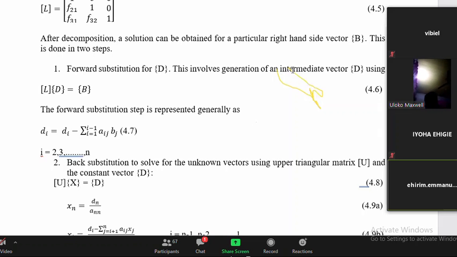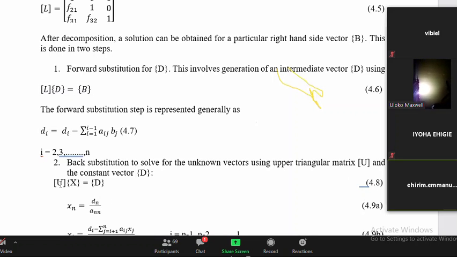This involves generation of an intermediate vector D using L, the lower triangular matrix, times D. We are going to generate the elements of D using the constant B that we are given. We didn't modify it in this case. So when we do that, now we have D.